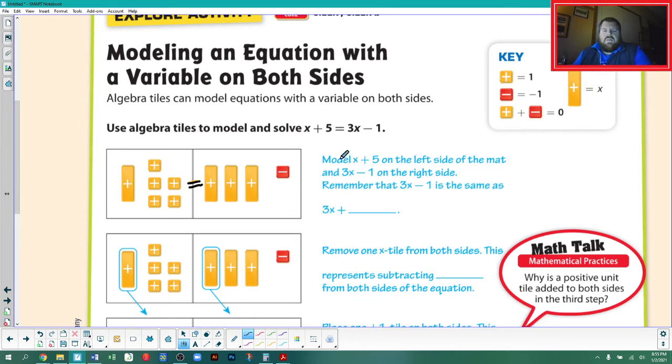So it says to model x plus 5 on the left side, 3x minus 1 on the right side. That's done. 3x minus 1 is the same as 3x plus a negative 1. And that's an important idea in working with algebra tiles and just working with expressions in general.